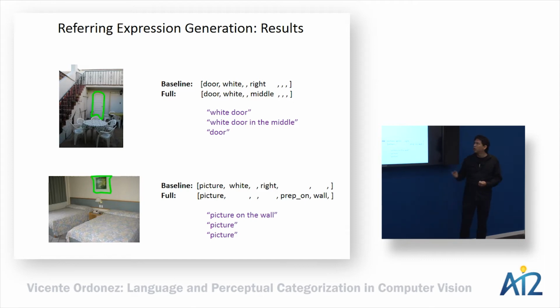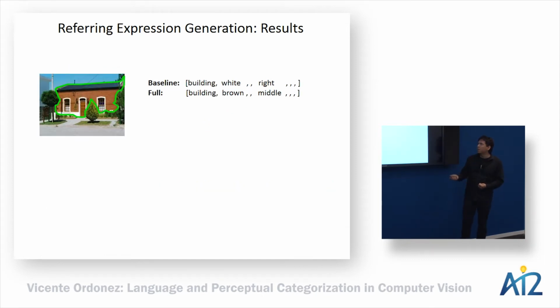Yes. And here is another example where the full model says the brown building in the middle, which maybe we can agree that's correct. But when we ask people about that image and that particular object, people mention completely different things. So here, our method totally failed. We didn't even get the name of the object right.